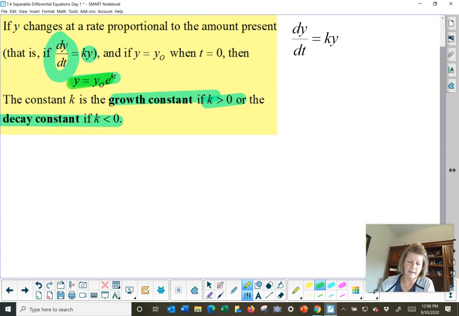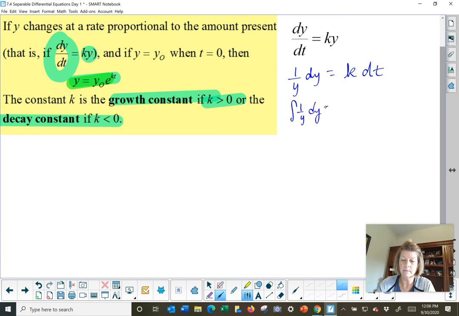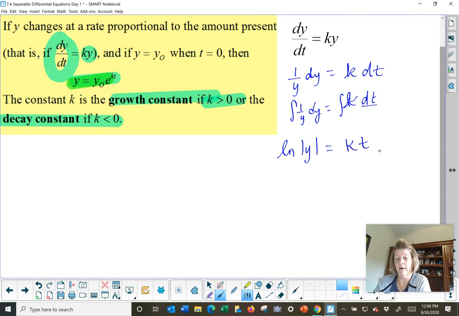So let's see if we can do separable differential equations on this. So first thing I'm going to do is bring 1 over y dy on the left side, and I'll leave the k multiplied by the dt on the right side. I want to integrate each side. Oops, get an integral. k dt. And the integral on the left is going to be natural log absolute value y, equals k times t, because we are integrating dt, plus c. k is just some constant.